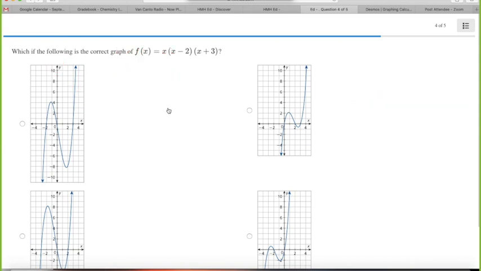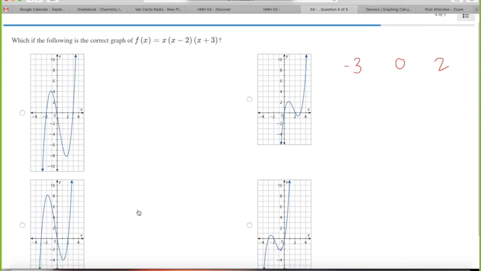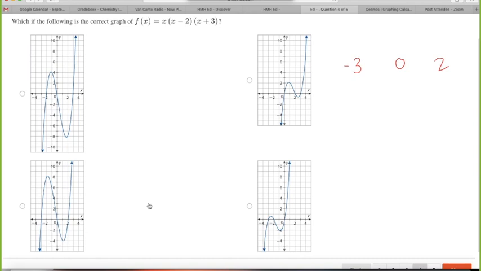Which of the following is the correct graph of this? Step 1, I'm going to figure out what our intervals are. And I can already tell you that we've got 0, we've got 2, we've got -3. So those are our x-intercepts, so we can immediately eliminate options. Let's look at our options here and see if we can eliminate enough of them.